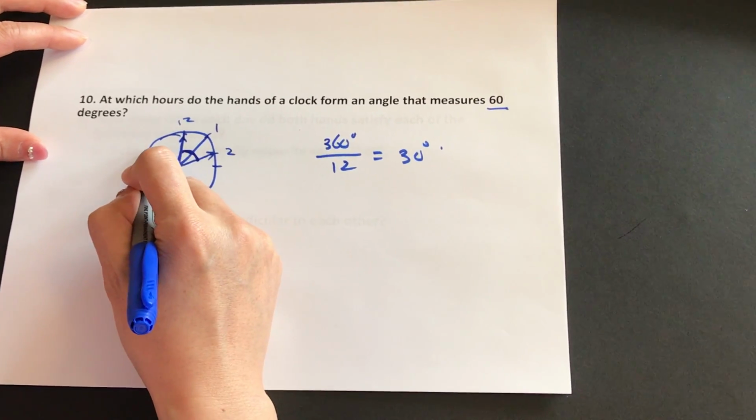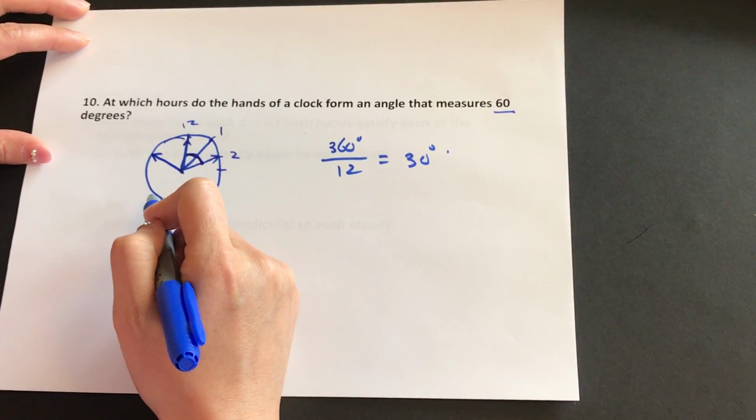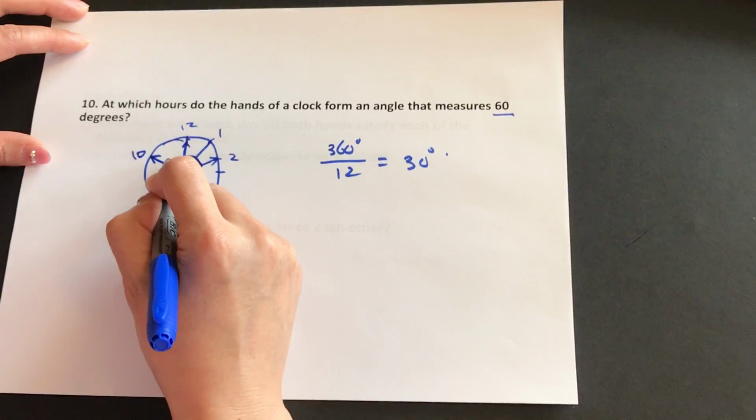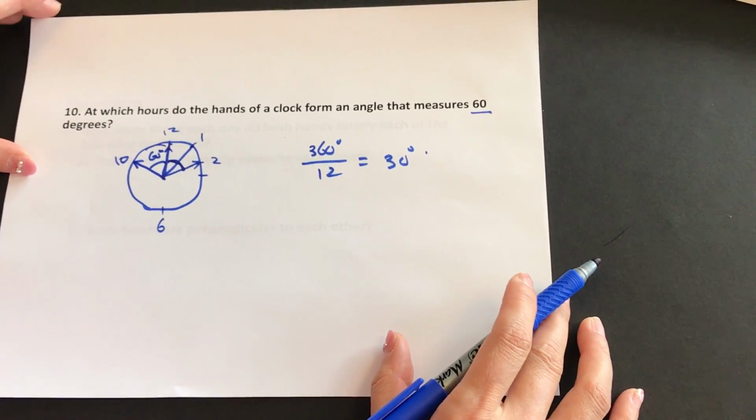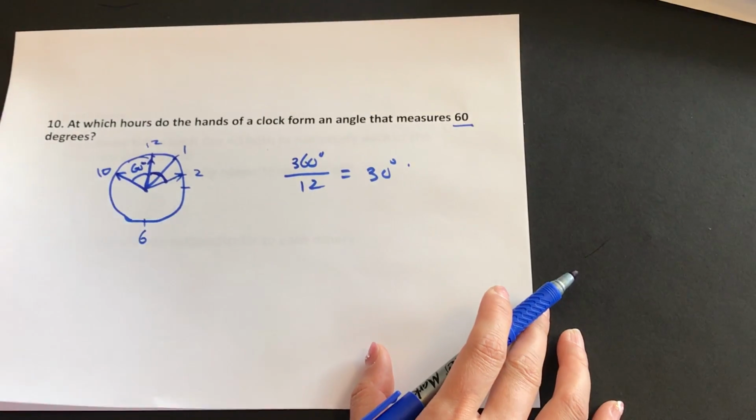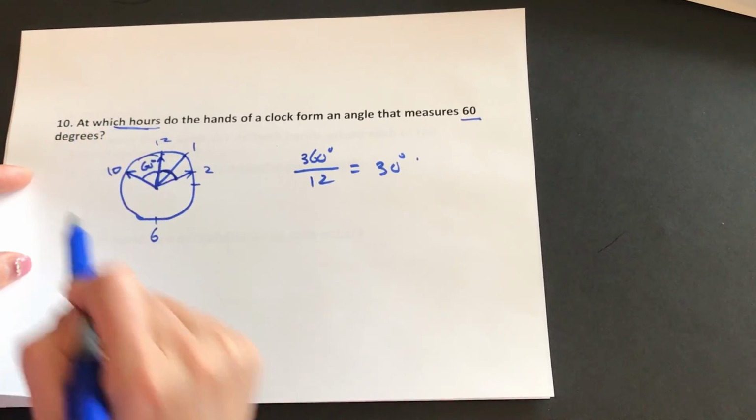Remember, you have on the opposite side the same angle as well. So this is 10 o'clock. That would give you 60 degrees as well. Those are the only two possibilities that you would get 60 degrees at whole hours.